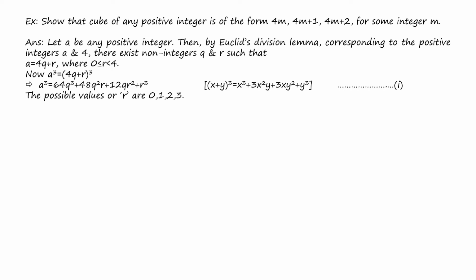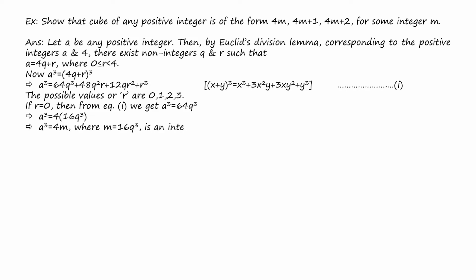Now the possible values of r are 0, 1, 2 or 3, because here 0 ≤ r < 4, so r cannot be more than 4 or equal to 4. So the values of r are 0, 1, 2 or 3. Now if r equals 0, putting the value of r equals 0 in equation number 1, we get a cube equals 64q cube, or it can be written as 4 times 16q cube, or a cube equals 4m, where m equals 16q cube.